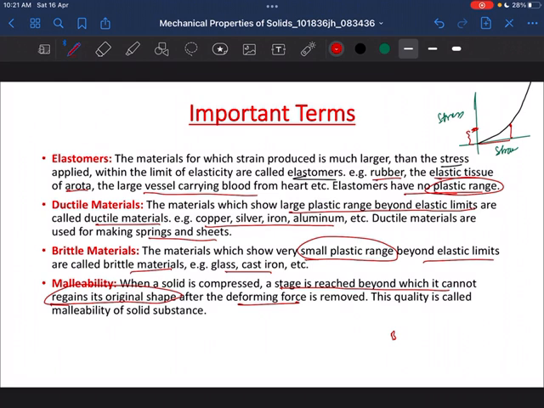When a solid is compressed, a stage is reached beyond which it cannot regain its original shape after deforming force is removed. This quantity is called malleability of the solid substance. So this is, we have a chapter.